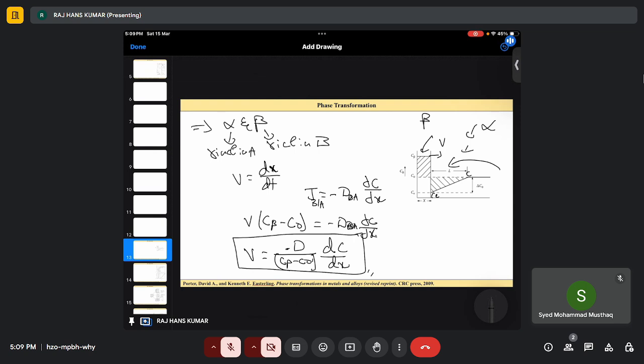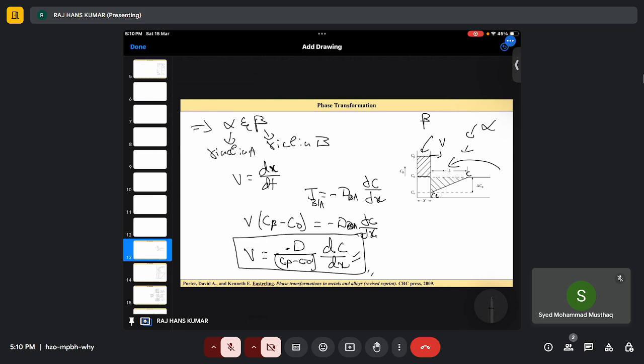Now we need another equation, right? Because how do we write this dC by dx? So to do that, whatever the species, there is a conservation of mass. Whatever the species that have been diffused here are being eaten up by the beta precipitate, right? It is taking more and more B atoms from the alpha phase. So that is what's happening here. So that amount is given by this simple area.